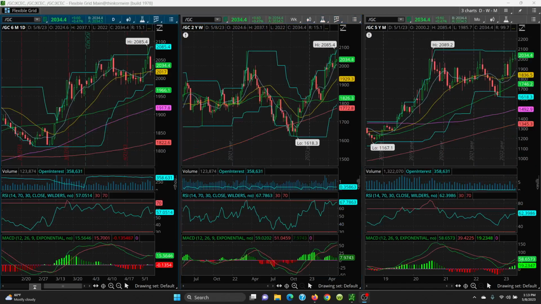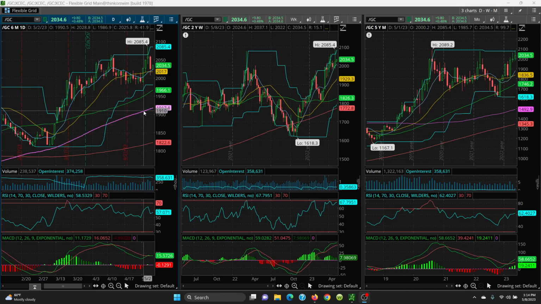All right, here we have the gold. Now, gold looked like it put in a nice topping tail here, topped out at 2085.40, okay? Then it had a nice big red candle. But if you notice on the red candle, it closed back above the 21-day and the 8 SMA. Very key. Now today, look what it's holding.